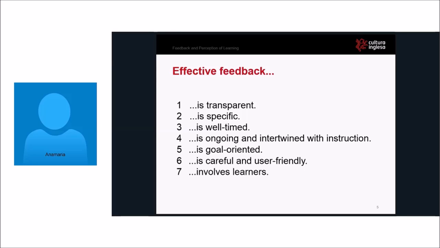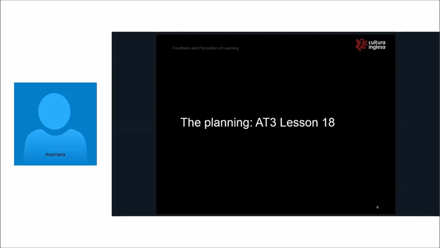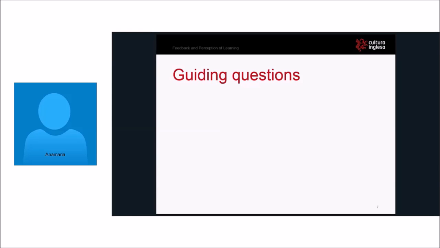Let's now move on to the planning. So I'm going to revisit the planning that we talked about last week. This is going to be quite brief, but it's important that you understand what was planned, so you understand the feedback that was given. It's lesson 18 of level 83. You might be teaching it this week, hopefully. Even though we've been talking about feedback being ongoing, we're going to discuss two specific feedback moments of this lesson. So when we planned, basically, I used four guiding questions, which are: how will I collect information?